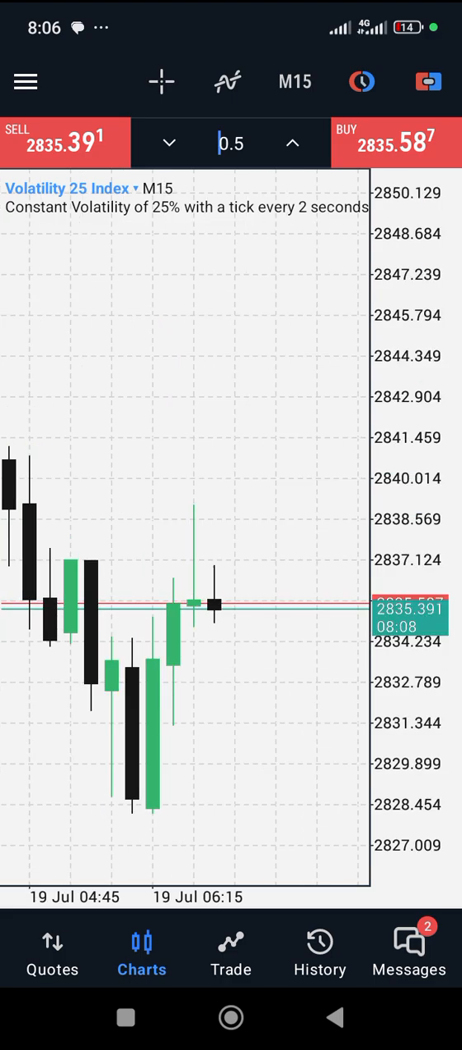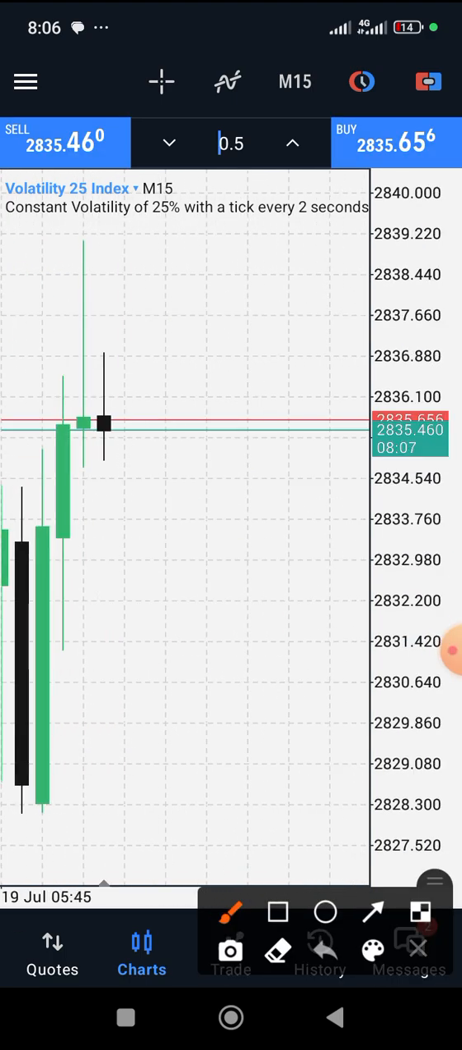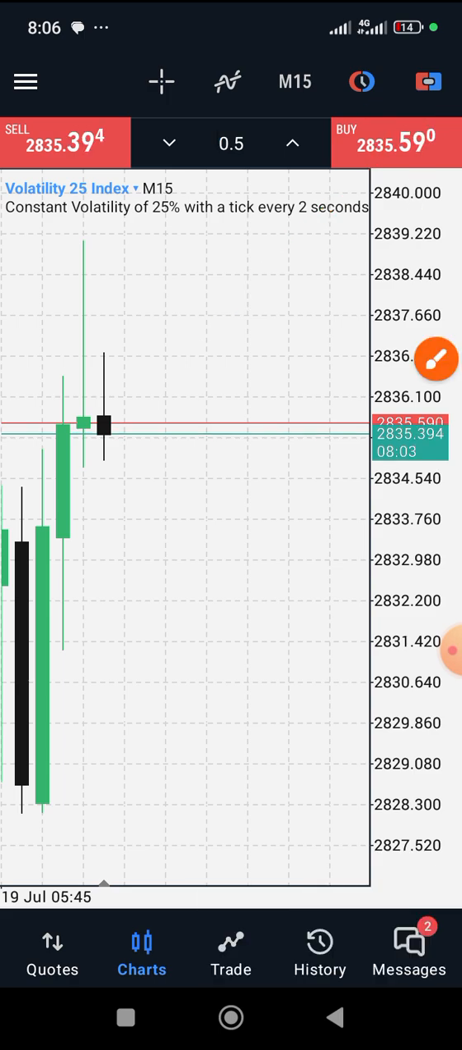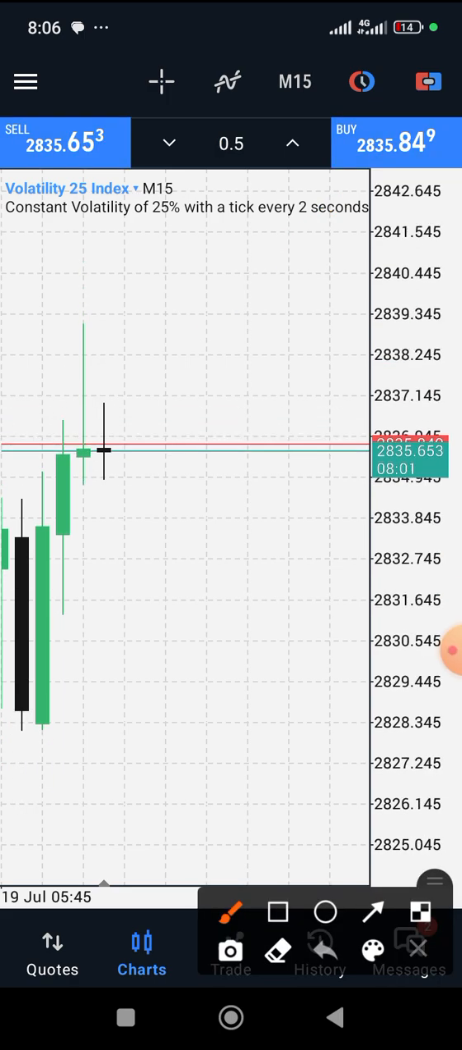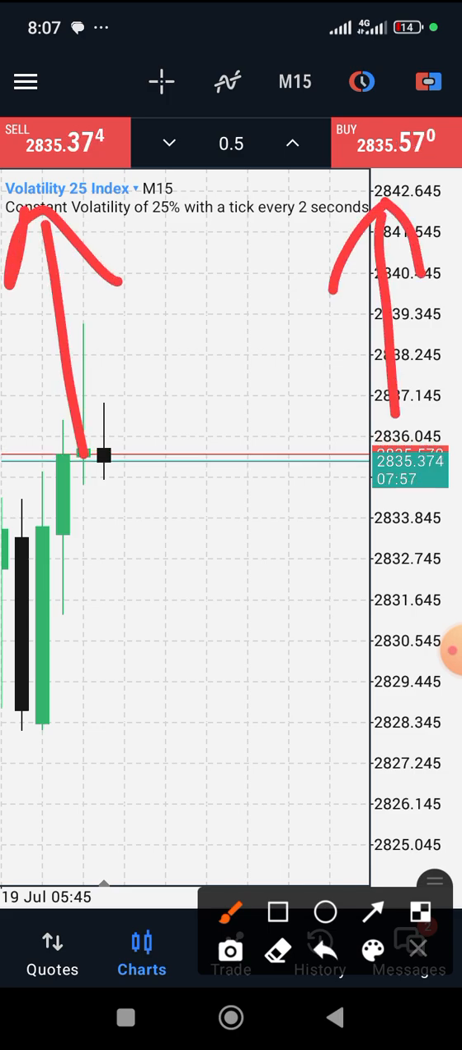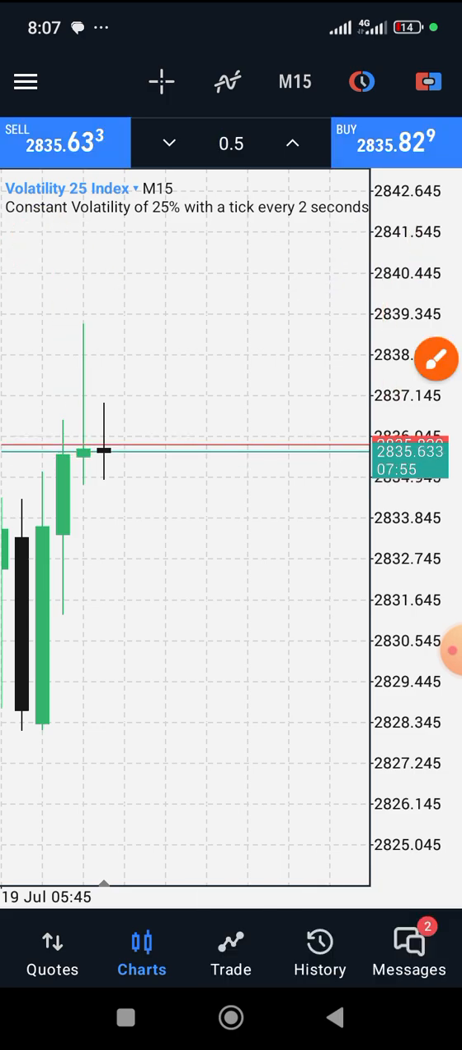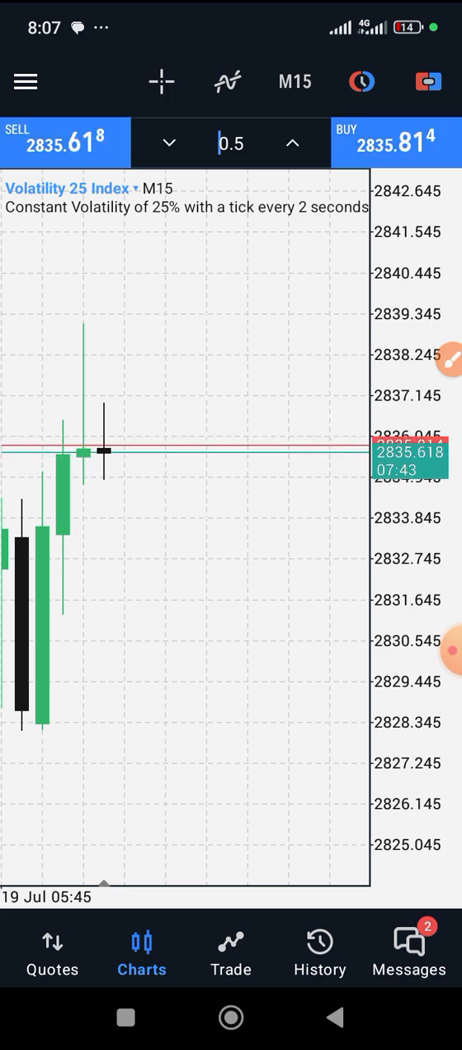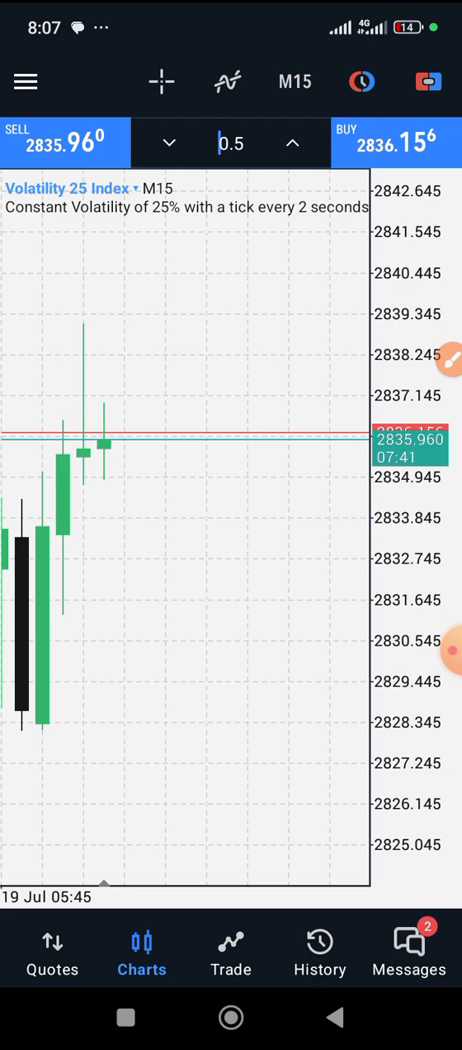You click on the button, like I said earlier, at the top right corner of your screen, to bring this panel out where you see the buy button and the sell button. Remember, if you click the buy button, you are saying the market will go upwards. If you click the sell button, you are saying the market will come downwards. But how are you saying that? What are you using to make that statement?